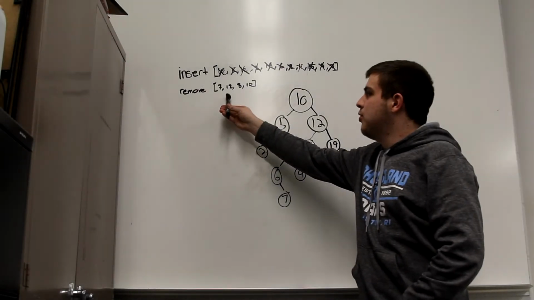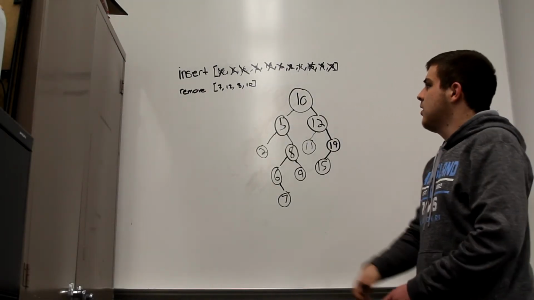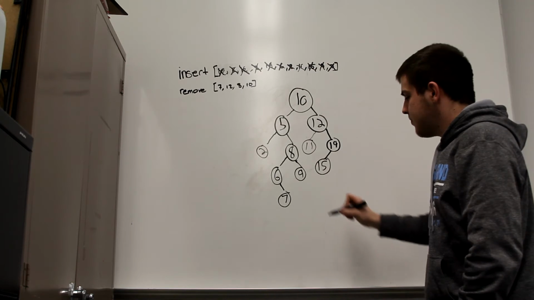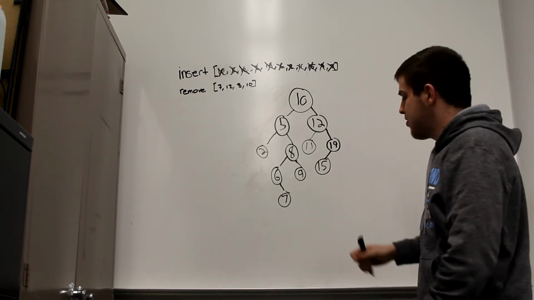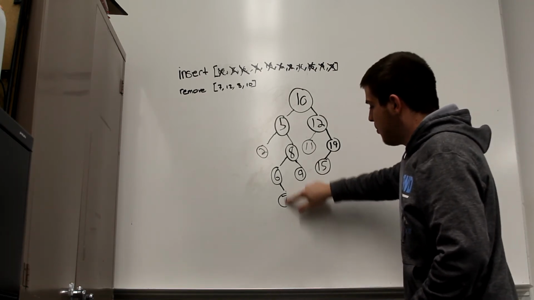Next, we go to remove elements. The first element to remove is 7. Since 7 has no children of its own, we can simply just remove 7.